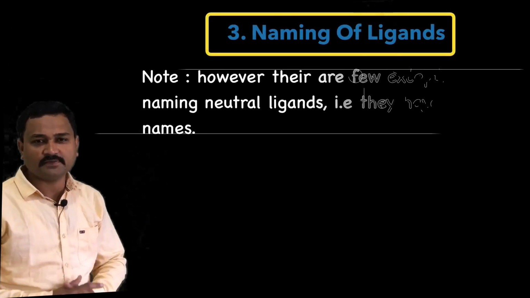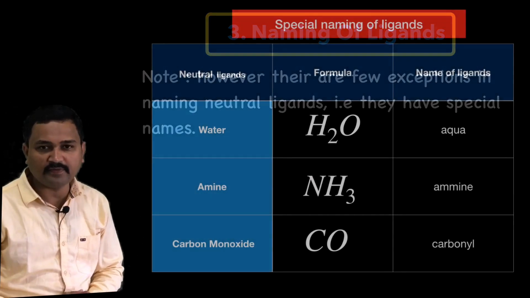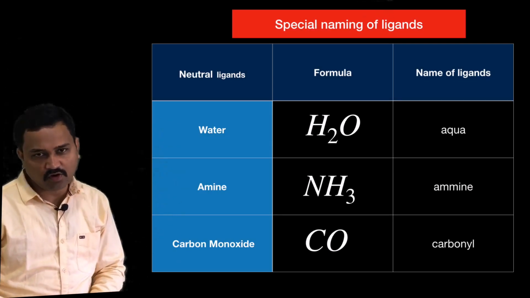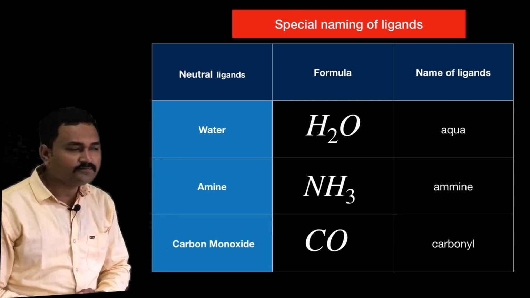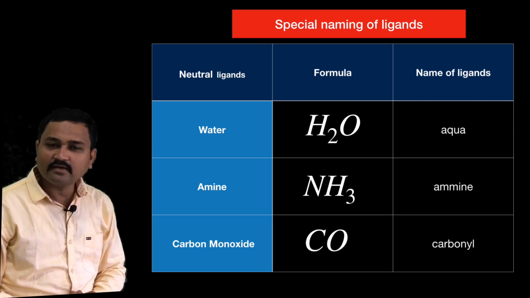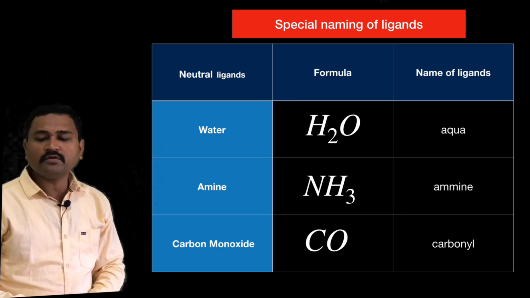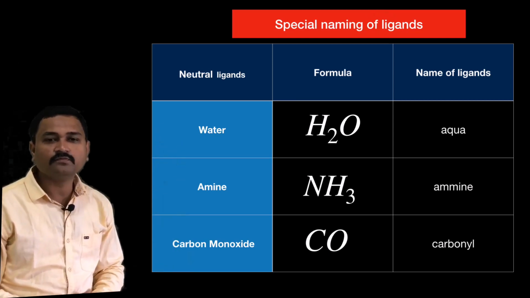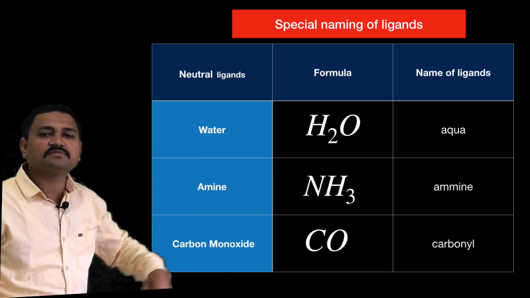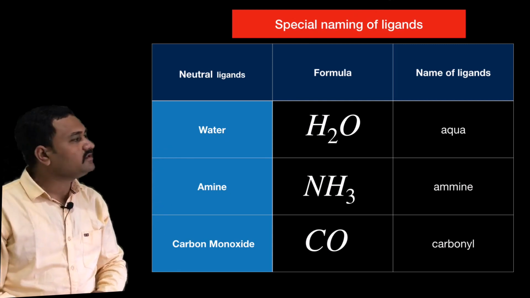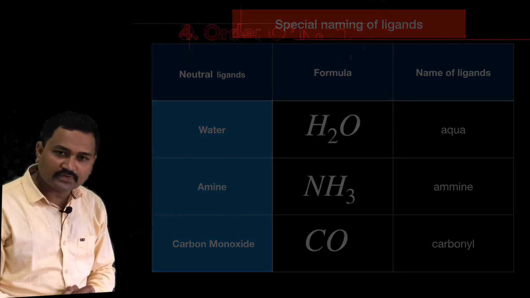However, there are a few exceptions while naming the neutral ligands. That is, they have a special naming. So here in the first example, you can observe that water is known as aqua. Ammonia is written as ammine, but its spelling is different. Here we have to use the double M in the name. Now next, carbon monoxide, that is CO, is known as carbonyl. So these are the few special names that are used while writing the names of these exceptional ligands. So this is about your rule number 3.